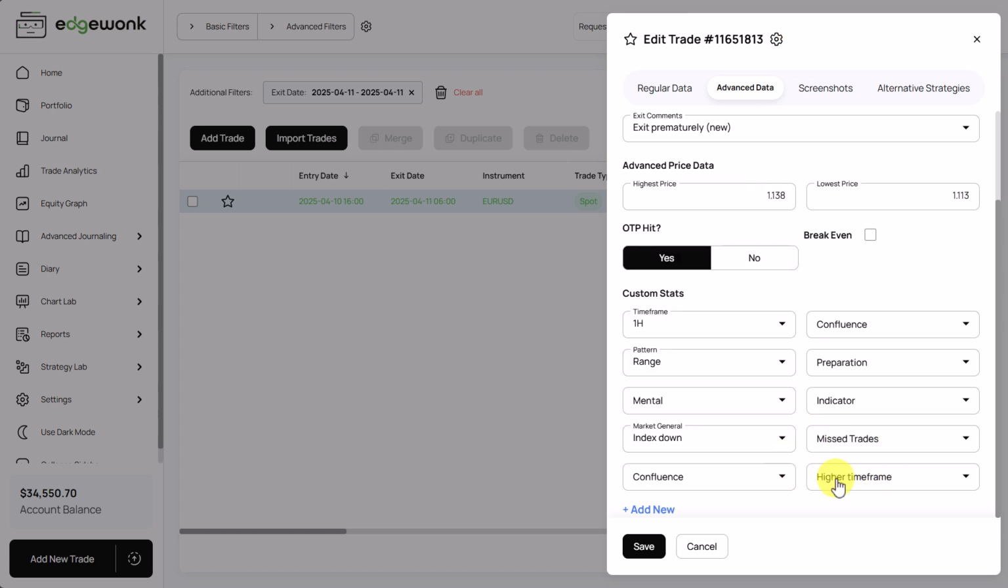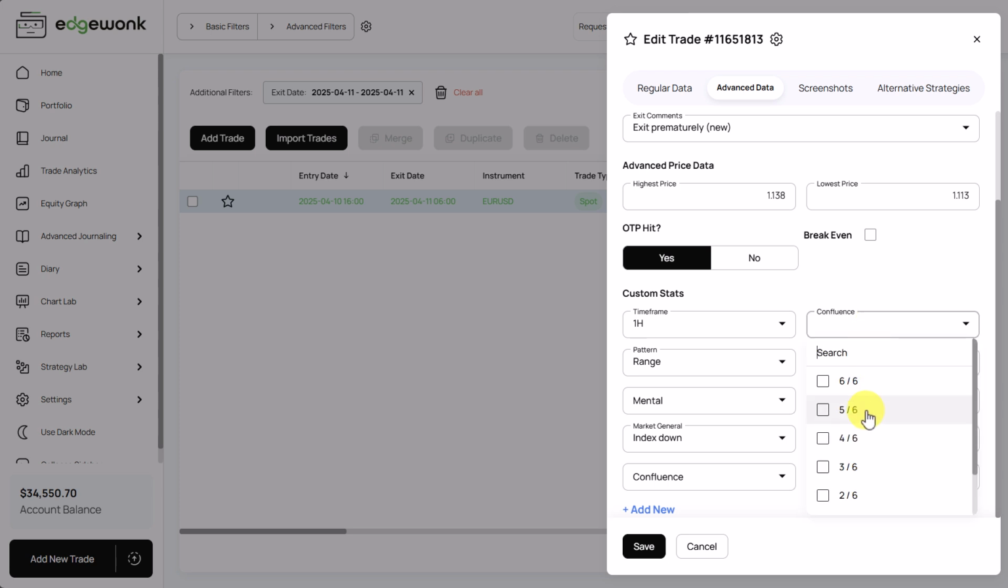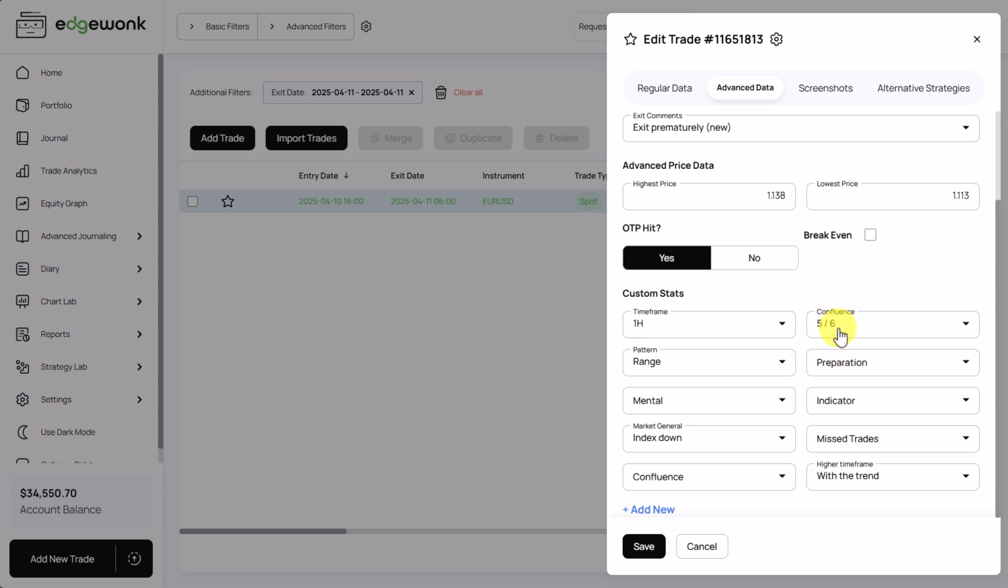We also have a custom statistic here set up for higher time frame. So in the higher time frame, we are trading with the trend. We're not using any indicators, but if you're using indicators, you can track that here as well. You can use confluence. So if your trading system is using multiple criteria, you can keep track of how many were present. A very good trade where we had almost all criteria present.